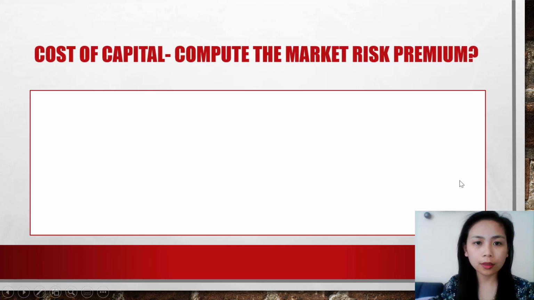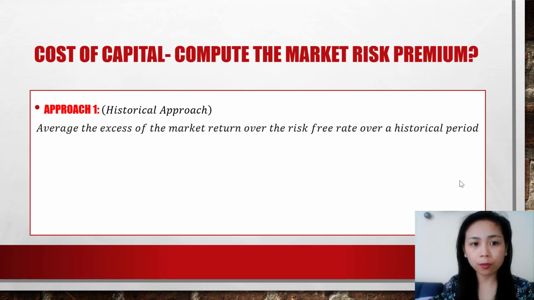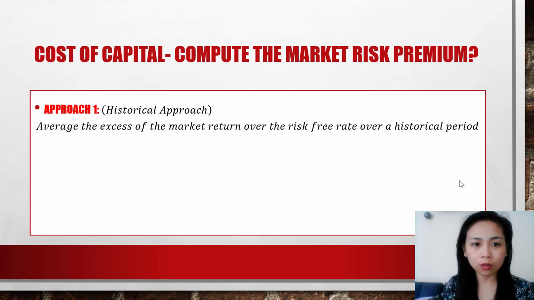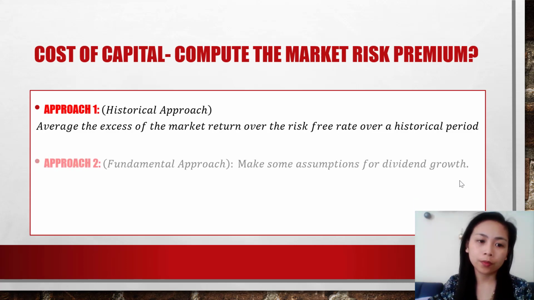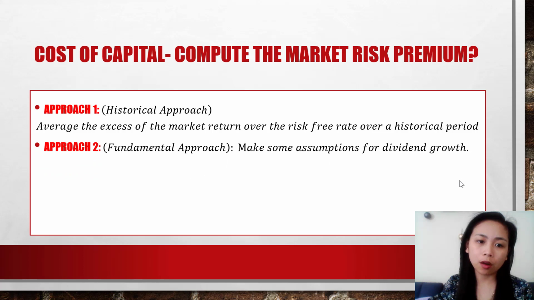Now let's look at the two approaches in order to compute the risk premium. The first approach is said to be the historical approach. We basically take the average of the excess of market return over the risk-free rates over a historical period. The second approach is called the fundamental approach, and we have to make some assumption for dividend growth.